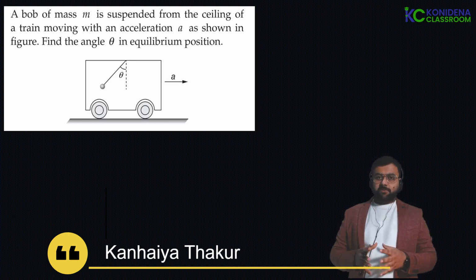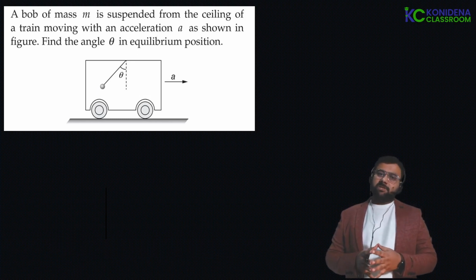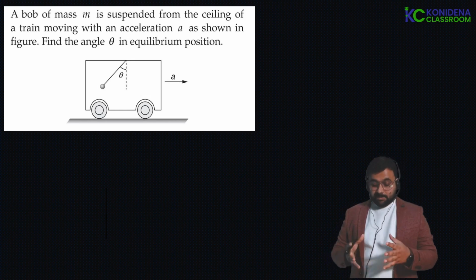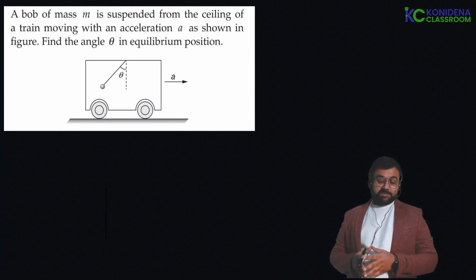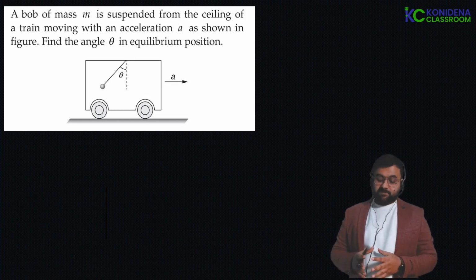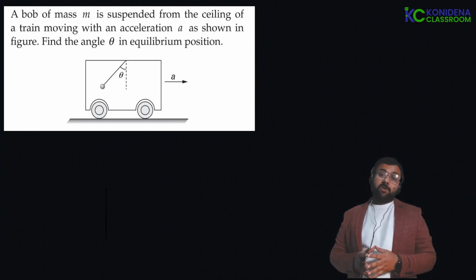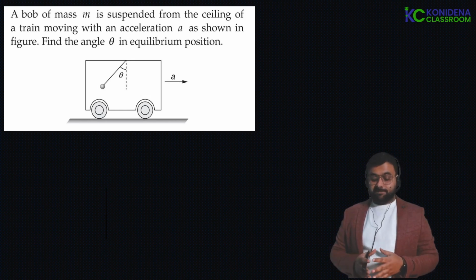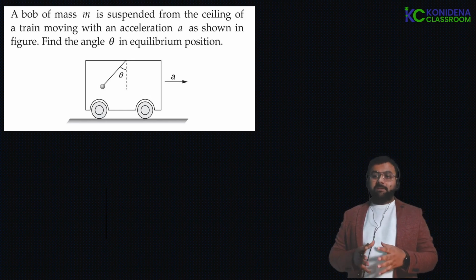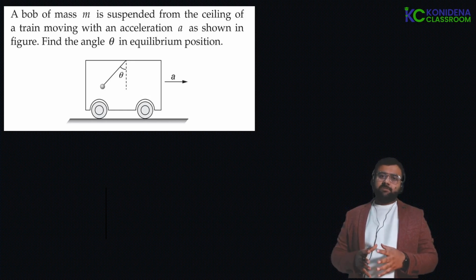So in this video, we're going to talk about the question based on pseudo force, right? Let us see what's the question. A bob of mass m is suspended from the ceiling of a train moving with a constant acceleration a as shown in the figure. Find the angle theta in equilibrium position. That's the thing we need to find out, right? So basically this question is based on the concept of pseudo force, that is non-inertial frame of reference case.